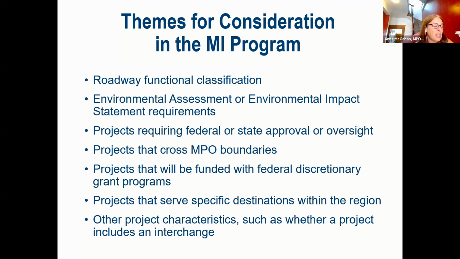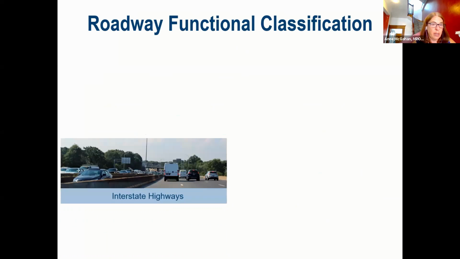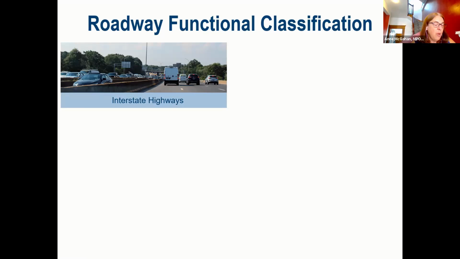So MPO staff considered these items and in the case of roadways concluded that functional classification of roadways was the best characteristic to determine if a project is affecting regional travel. So this slide shows FHWA's functional classification of roadways. Interstate highways are the highest classification of arterials and are designed and constructed with mobility and long distance travel in mind. Access to these roadways is through entrance and exit ramps.